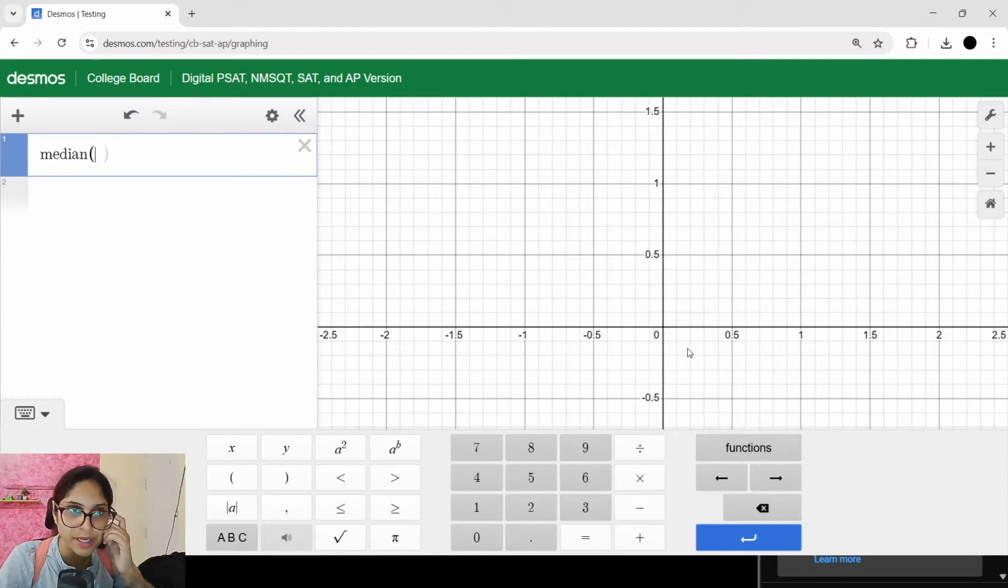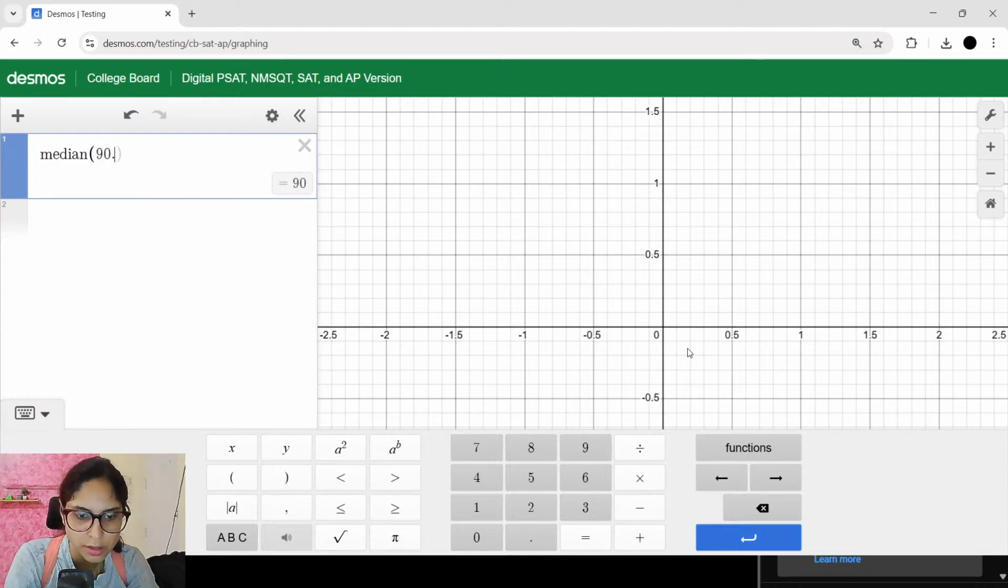And then similarly, you can find median. So in median also, for example, if you're doing median by yourself, you'll have to do what? You'll have to arrange them in order. Here it's not necessary. I can write them in any order. Again, they should be separated by commas. It will give you what the median is.